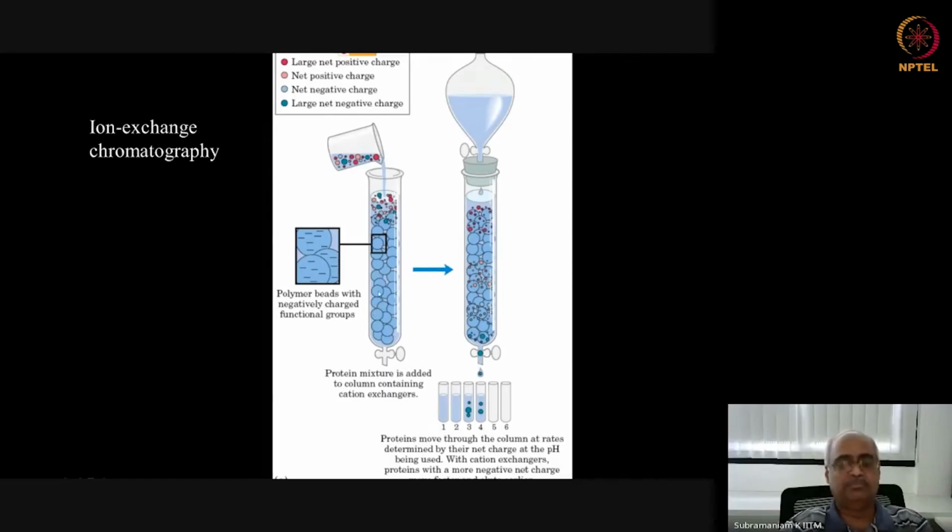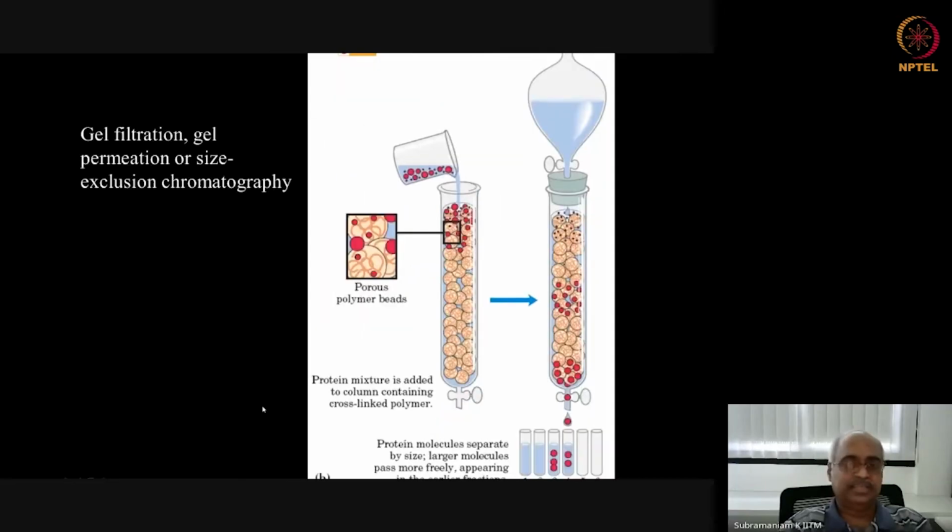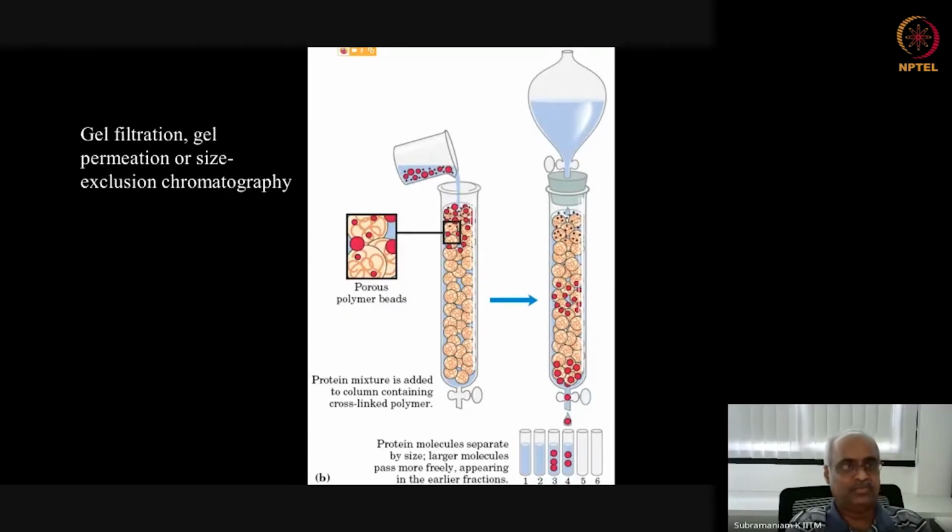They partition better with the solid phase than with the mobile phase, and as a result they come out last. So the next technique is called gel filtration chromatography, or gel permeation chromatography, or size exclusion chromatography. All the names will become very familiar once we go through this.